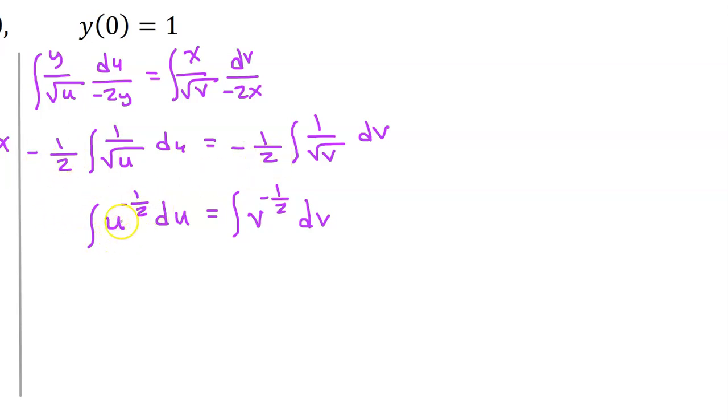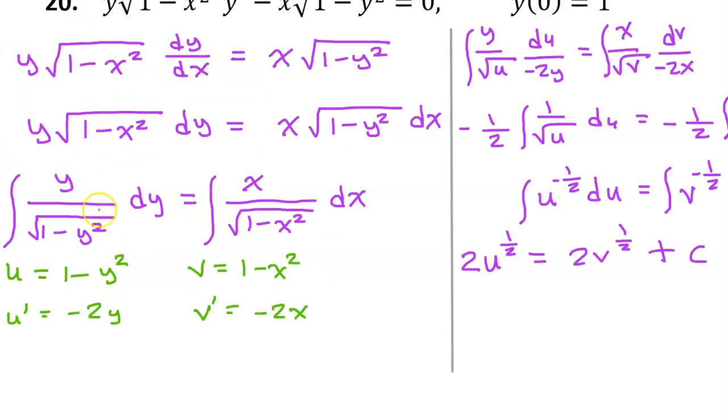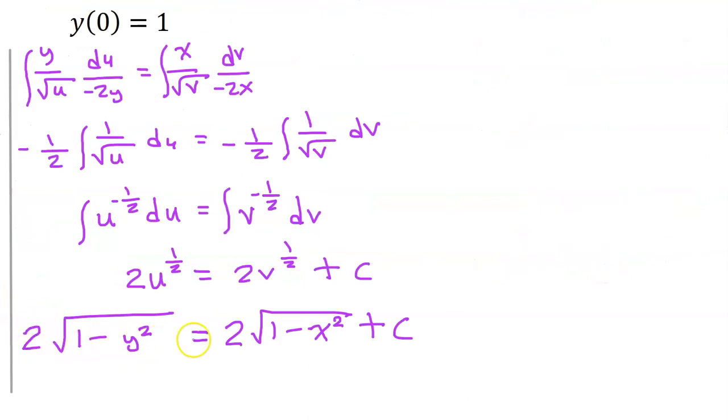For the antiderivative of u to the negative 1/2 power, we add 1 to the exponent and we get u to the positive 1/2 power. Dividing by the new power, dividing by 1/2 is the same as multiplying by 2. And then similarly, we will have 2v to the 1/2 power plus c. Let's substitute 1 minus y squared back in for u and 1 minus x squared back in for v. This is a general solution to the differential equation.